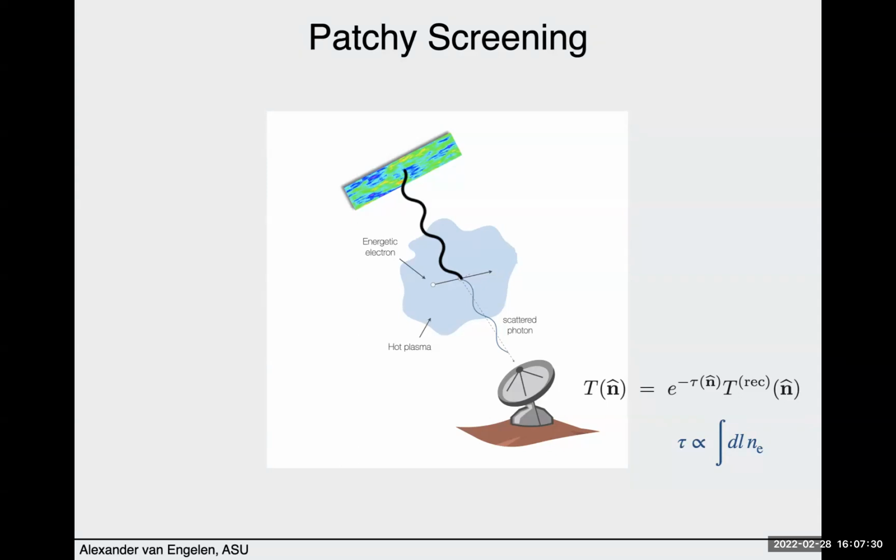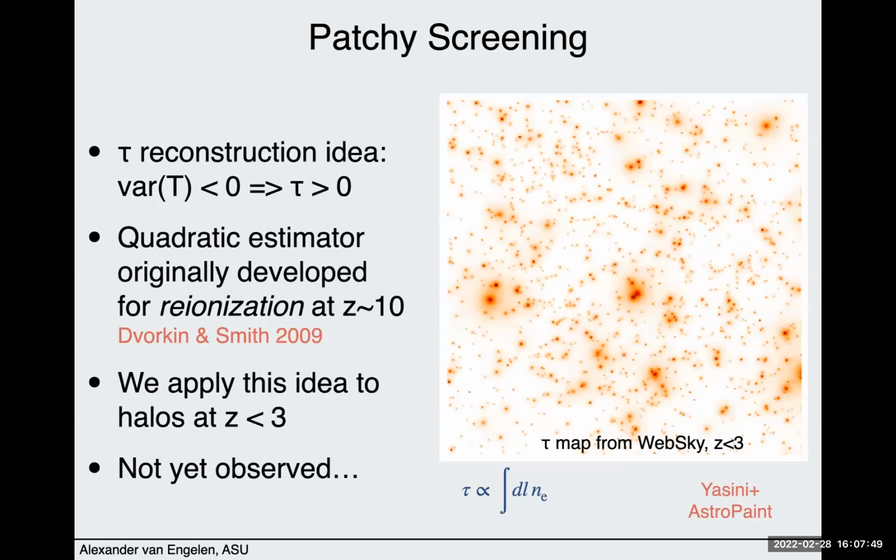Just in equations, the temperature that you see is the actual temperature on the last scattering surface times this optical depth factor. And the optical depth is directly proportional to the electrons along the line of sight, like this plasma here. Okay. Now this is an effect that's never been measured.